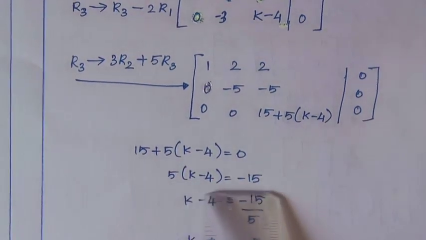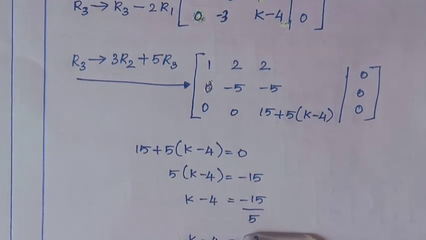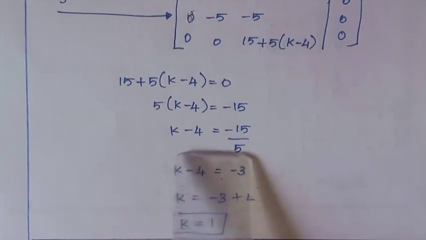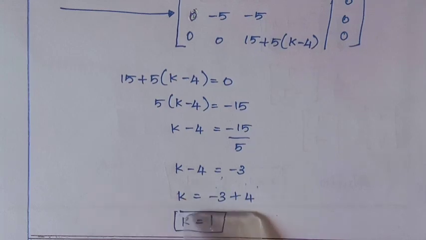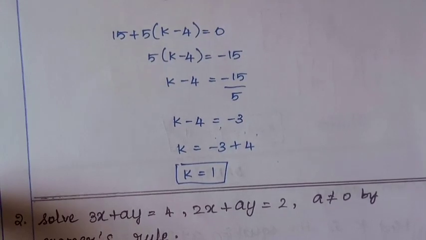5 into k minus 4 is equal to minus 15. K minus 4 is equal to minus 15 by 5. So cancelling it, we get minus 3, and then bringing minus 4 here, k is equal to minus 3 plus 4, k is equal to 1. So we have completed the first question.